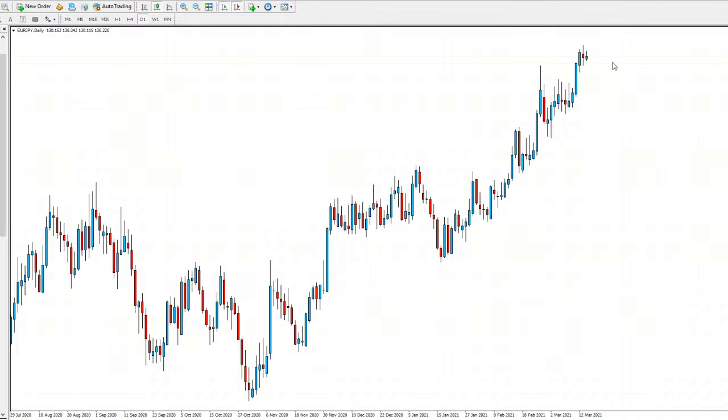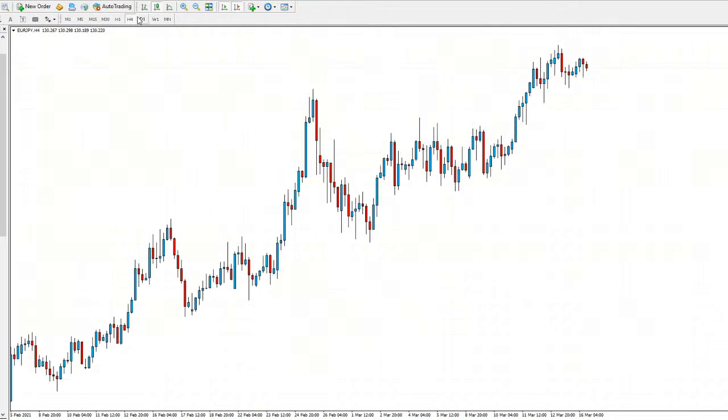As you can see, price is making those higher highs, higher lows, higher highs, higher lows. So really nice price action for Euro JPY to the upside, and overall price is looking very bullish here. It does look like it is losing momentum.